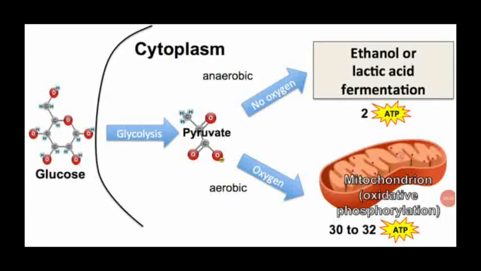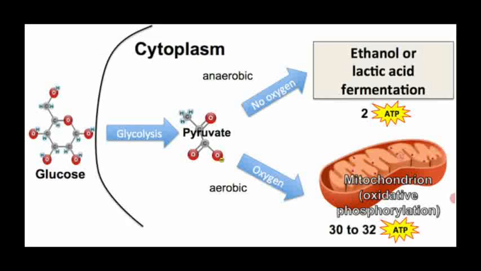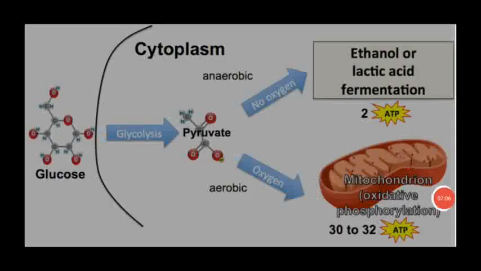Dear students, this diagram shows the different processes of respiration, that is glycolysis, Krebs cycle, oxidative phosphorylation, and electron transport chain, and how they take place in the plant parts.